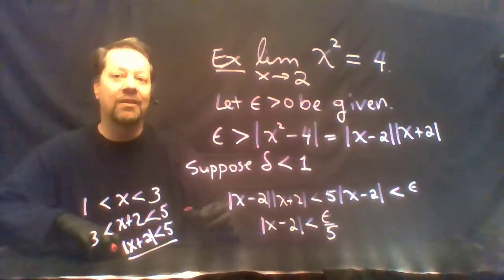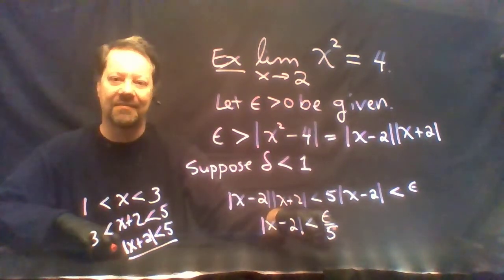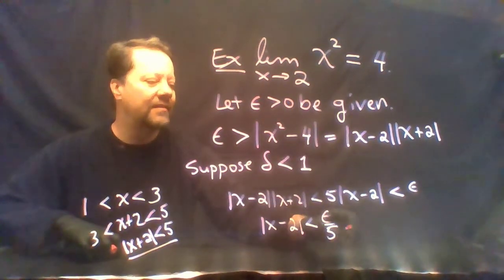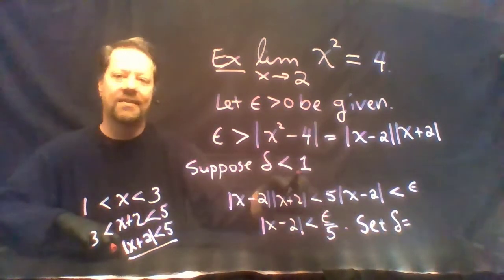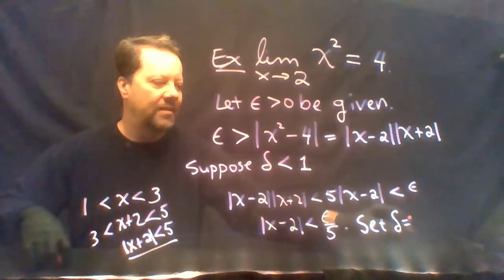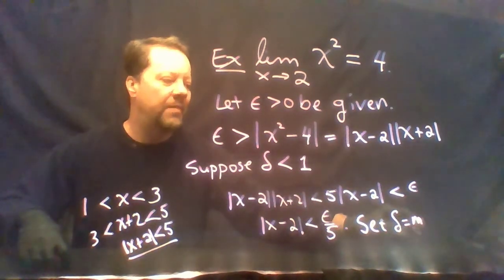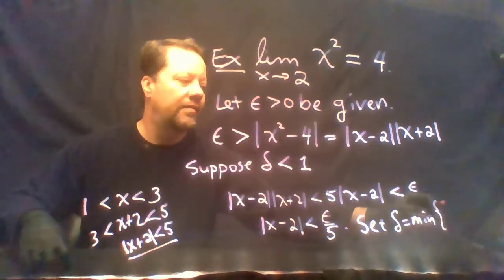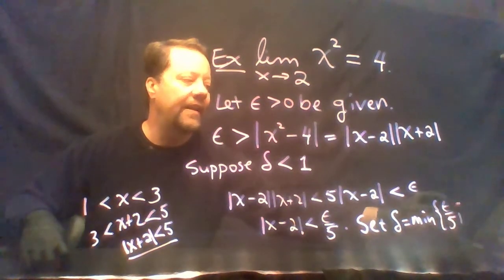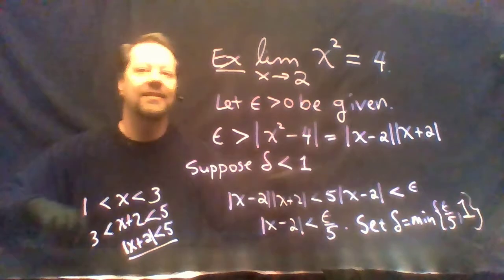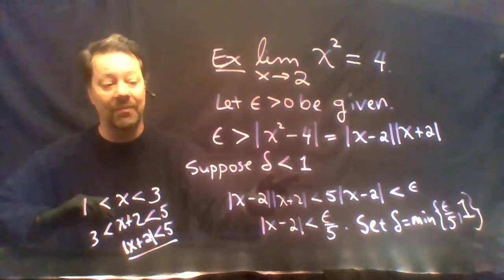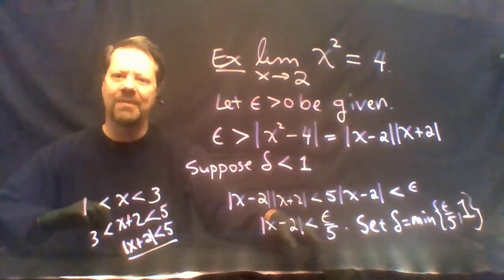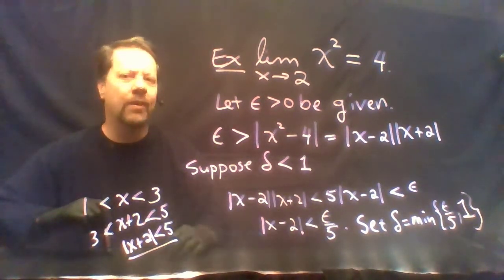Now we know what we need to choose for our delta, as long as it's less than 1: to be the minimum of epsilon over 5 and 1, the smaller of those two, because we chose delta to be less than 1, but also we want delta to be epsilon over 5. Whichever one is smaller, that's the one that's going to work.